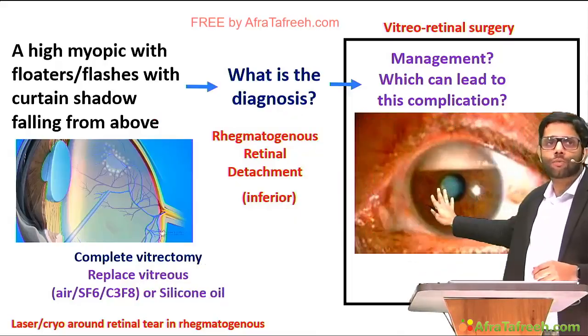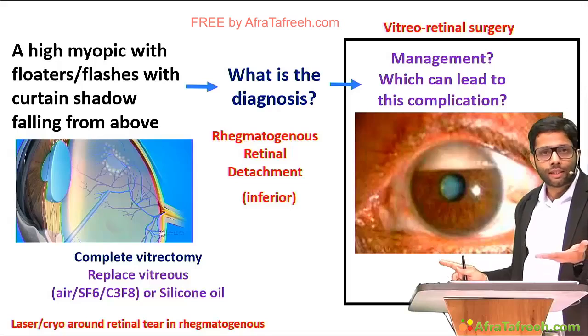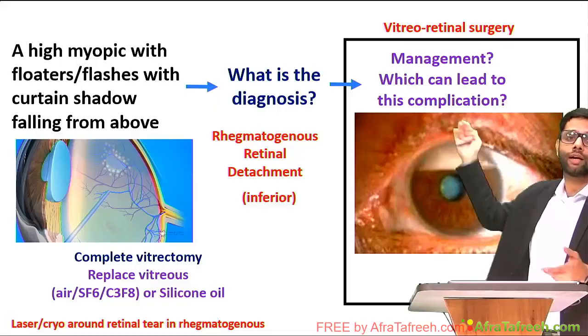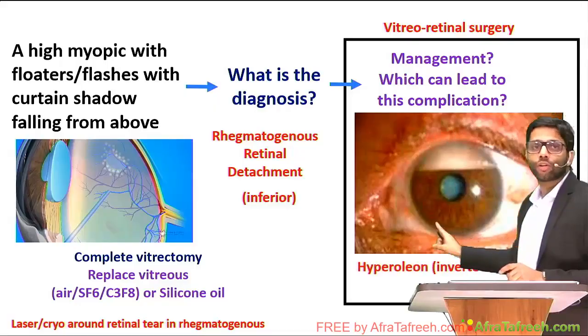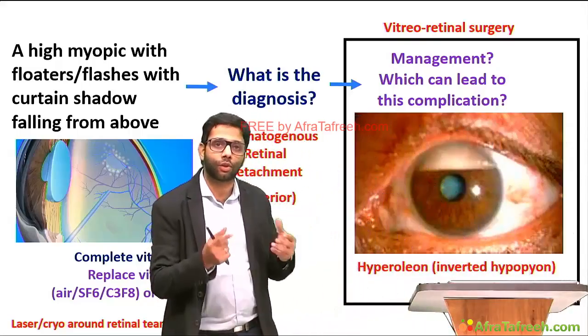This complication is because of what? Gas or oil? Oil has a lighter density than water. In the anterior chamber it goes up. So this is reverse, inverted hypopyon, that is known as hyperoleon. That is a complication of silicone oil. That's why you have to take out the silicone oil after a few months of rhegmatogenous or vitreoretinal surgery.